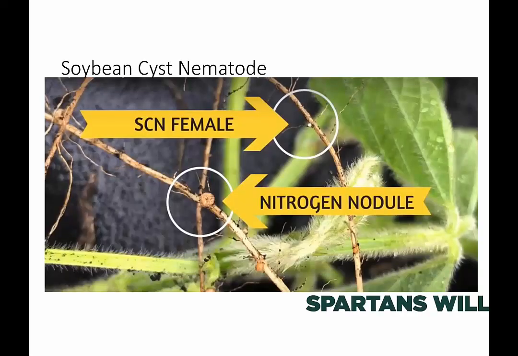Soybean cyst nematode is a very important nematode in soybeans. If you can see on the screen right there, there's an arrow showing the SCN female. It's a little white dot there in the root. You can see it's a very small white dot compared to a nitrogen nodule. This white dot is about 10 times smaller than a nitrogen nodule.